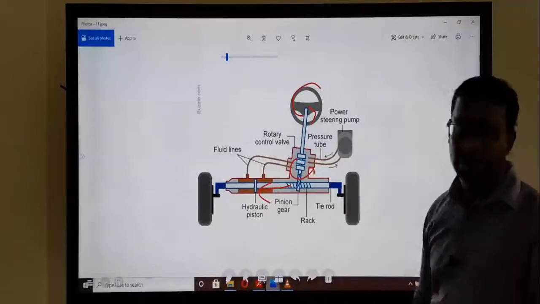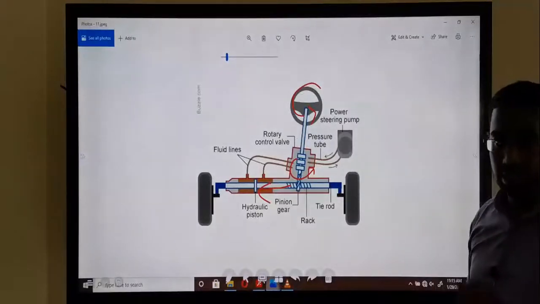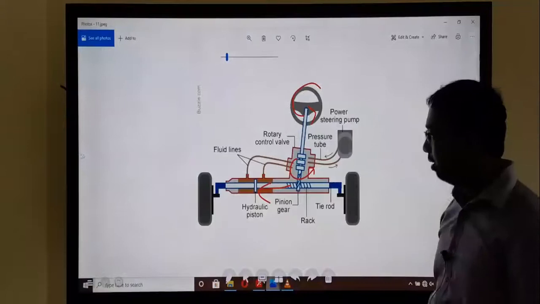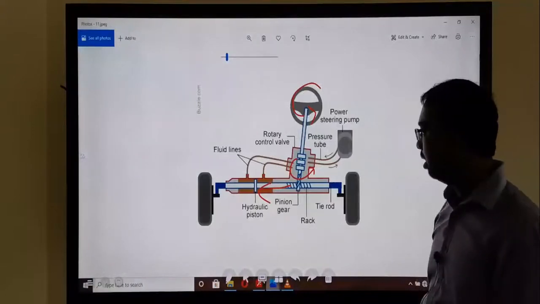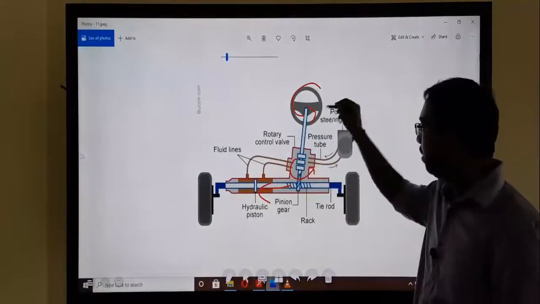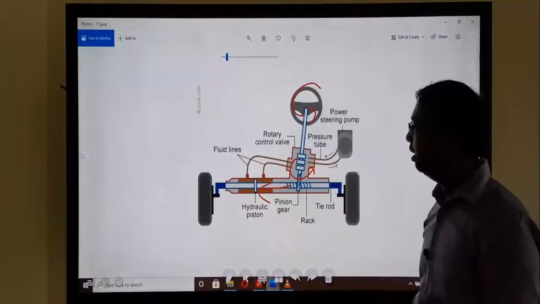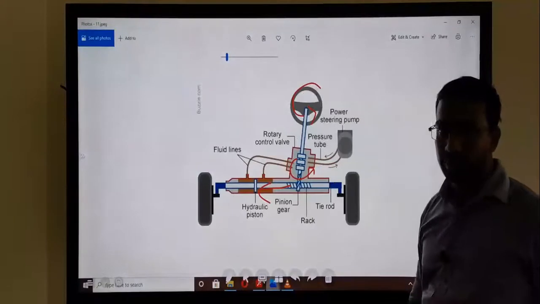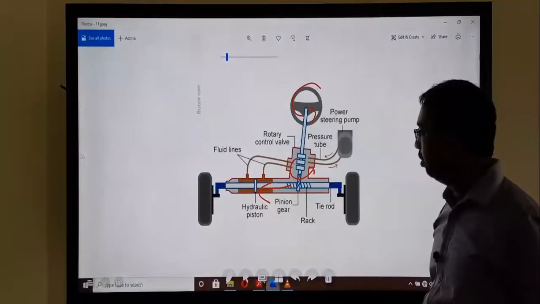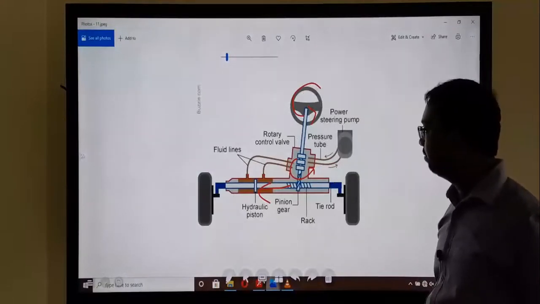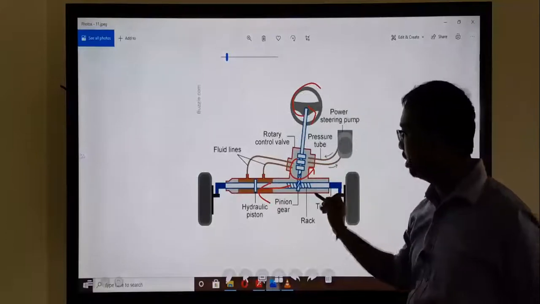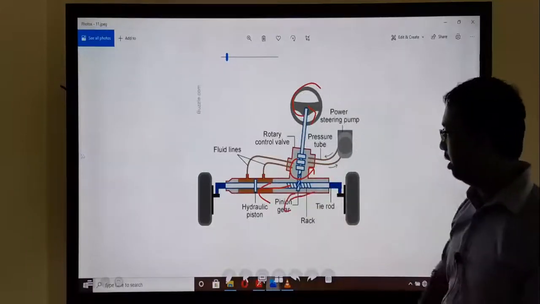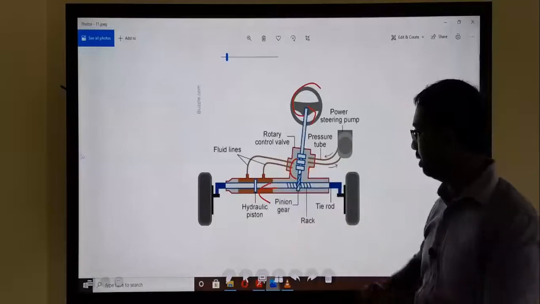Mechanically, this force is applied here. Additionally, because of the steering rotation, the ECU gets the input data from these fluid lines, and the ECU knows the motion of the rack. Now the ECU also finds the motion.